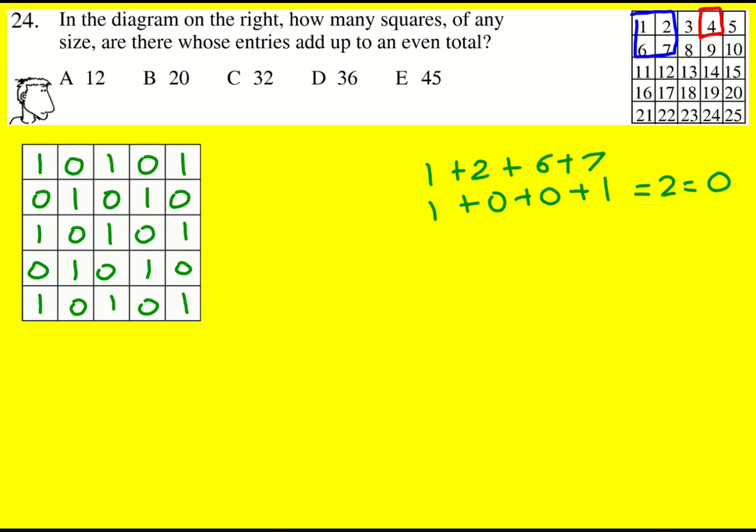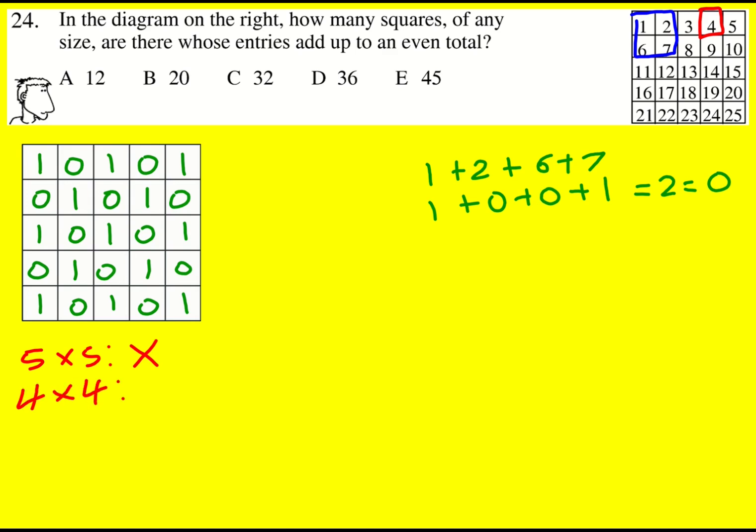Okay, and now I'm going to systematically work through the different possibilities. So for the 5 by 5 grid, it's very easy now to see that I've got 3 rows with 3 ones in. That's going to take me up to 9. And then 2 rows with 2 ones in, which is 4. So I'm going to get 13 overall. And that means it's not possible to add up the entries in the 5 by 5 grid to give an even total. It's going to be odd.